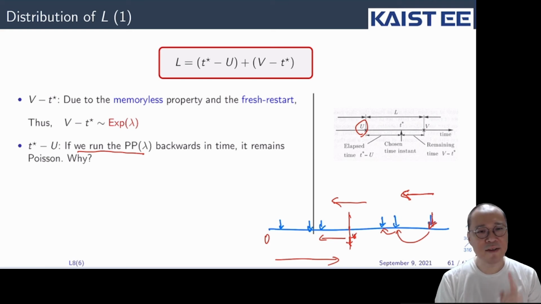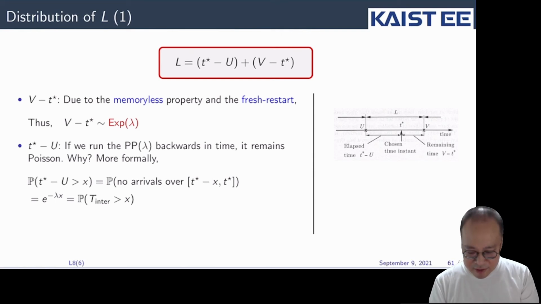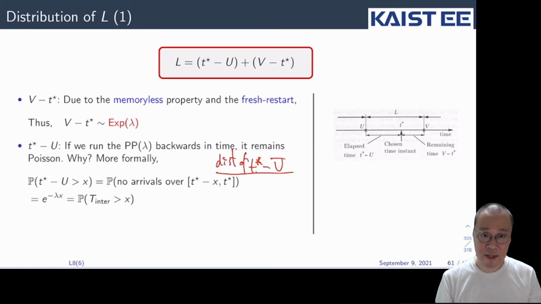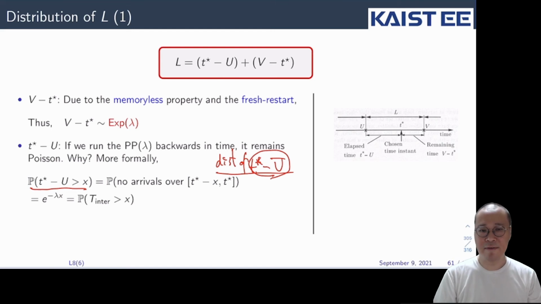Well, Professor, I understand what you're saying, but I want to be more convinced by the math. Okay, so let me show you the math. More formally, I'm interested in the distribution of t star minus u. Let's look at that distribution, because t star minus u is a random variable. So I'm going to look at the CCDF. Looking at the CDF is equivalent to looking at the CCDF.